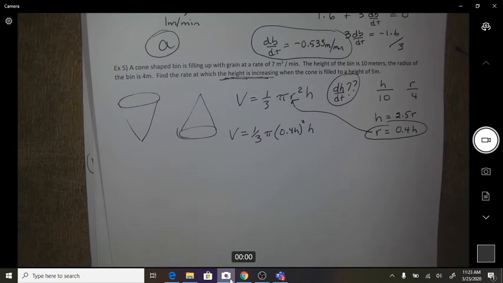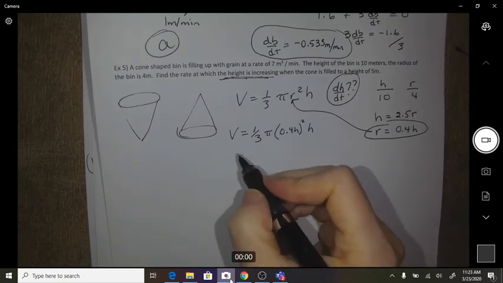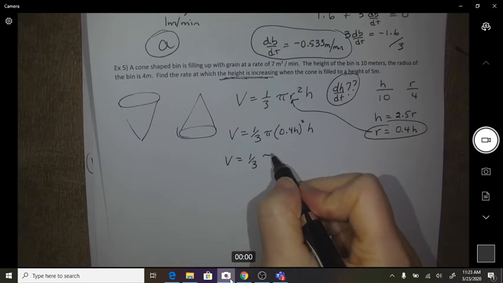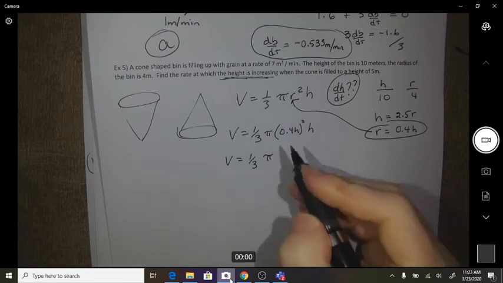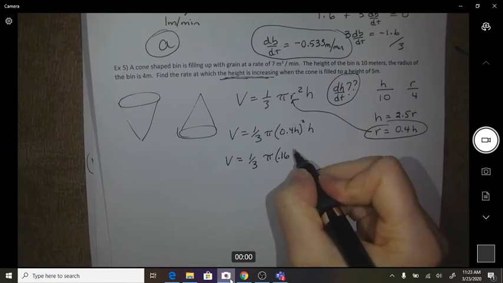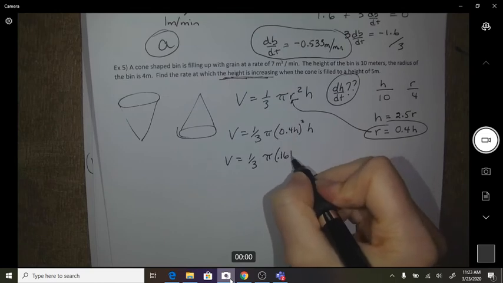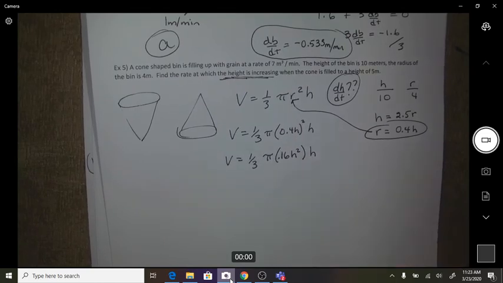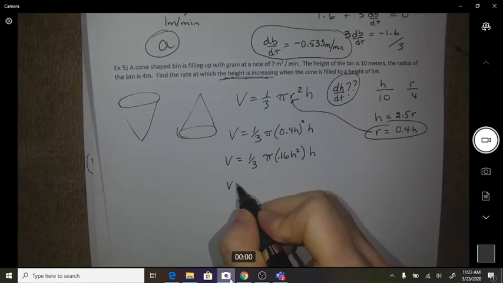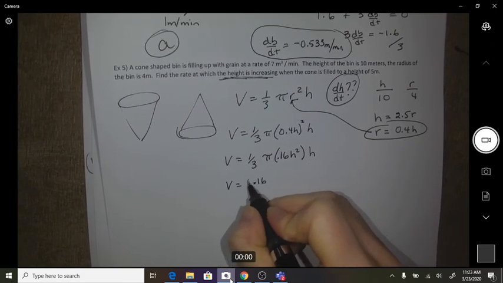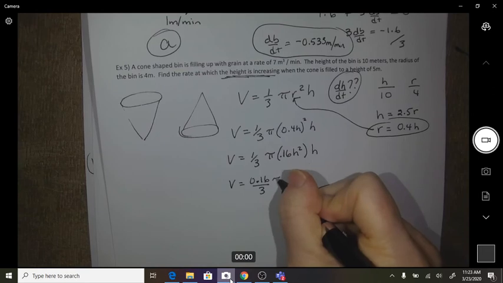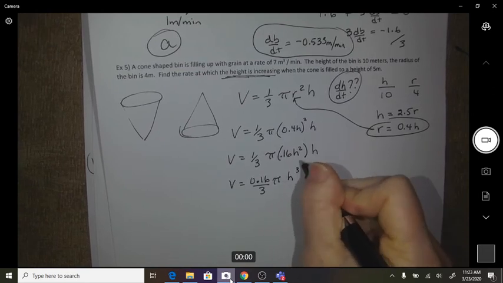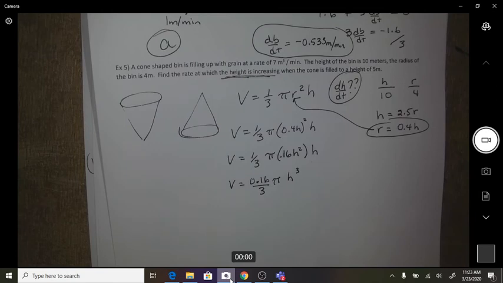So I haven't derived anything, I'm still working with just the volume. Okay, so 0.4 squared is 0.16, and then this would be an h squared now, and then times another h. So 0.16 over 3, I'm going to put those two numbers together, pi, and h cubed now at the very end. Okay, so now I'm going to derive it.